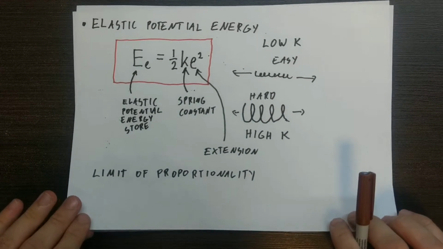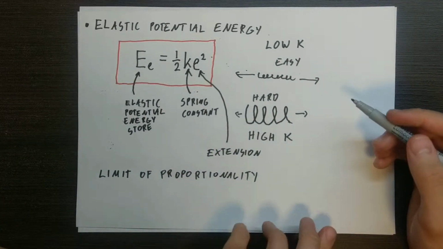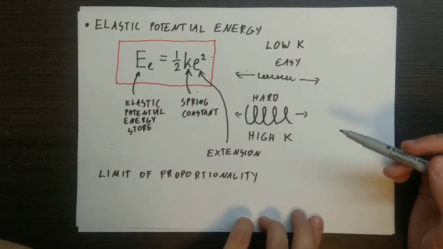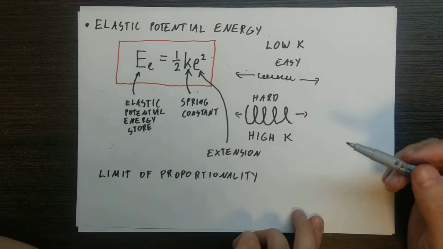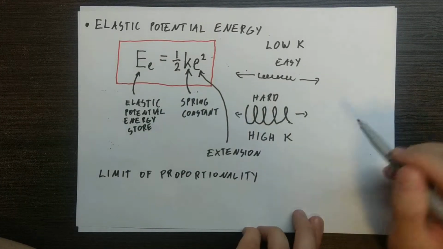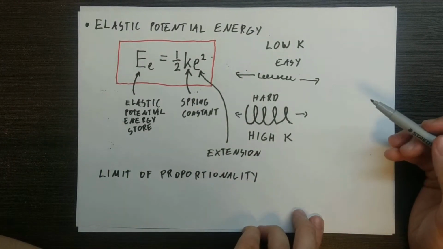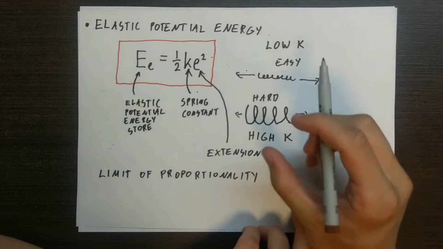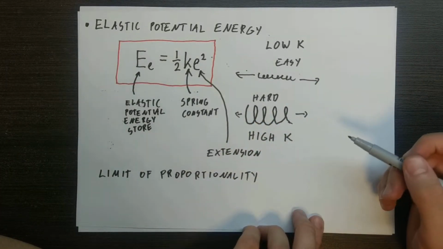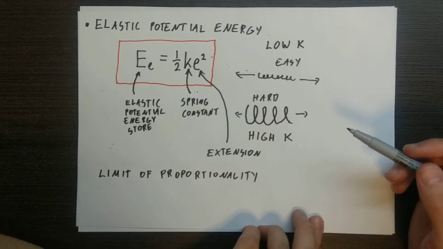Okay, so this is elastic potential energy. As we talked before, elastic potential energy is energy that we store when we stretch something, be it a spring or a rubber band. If we stretch it, if we hold it stretched, we store that energy, and when we release it, and as the spring snaps back to its original shape, it releases the elastic potential energy.